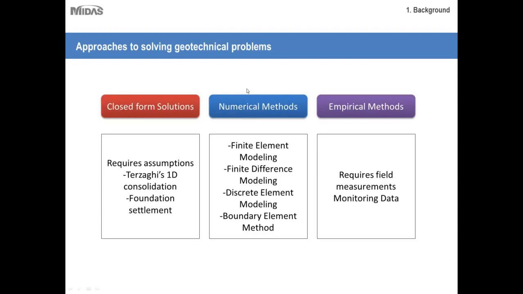So there are 3 main methods for solving geotech problems. First, there are closed-form solutions, also known as conventional or analytical methods. These are the most widely used solutions. I'm sure you're all very familiar with them. As you know, they require many assumptions and simplification of project geometry in order to simplify the analysis. So Terzaghi's 1D consolidation and foundation settlement are just 2 very common examples of closed-form solutions for geotech analysis, and we'll be discussing these along the length of this chapter.